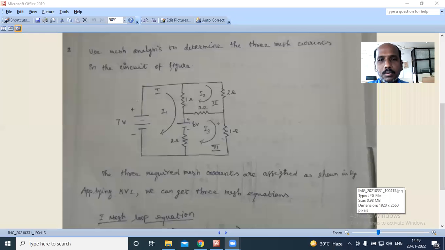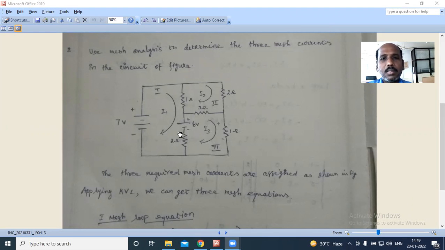Here for a sample, I am going to share one circuit. Right. Here I'm sharing one circuit. By applying the mesh method, we are going to find out the current flows through the various meshes here, right?